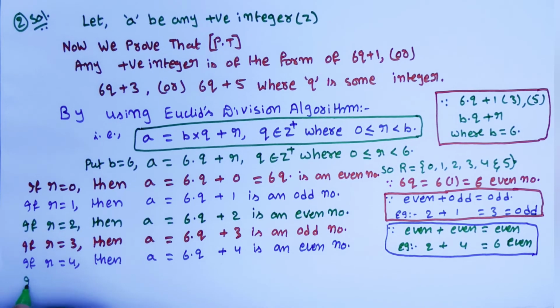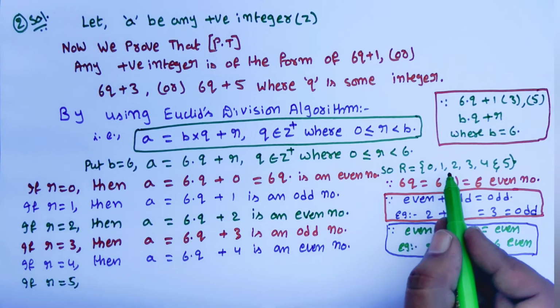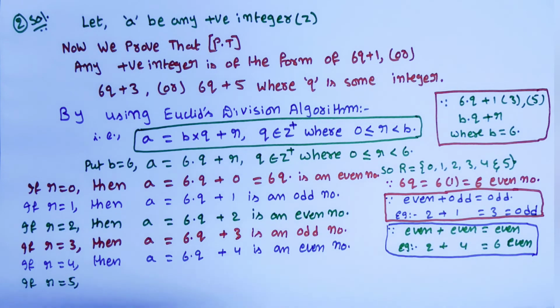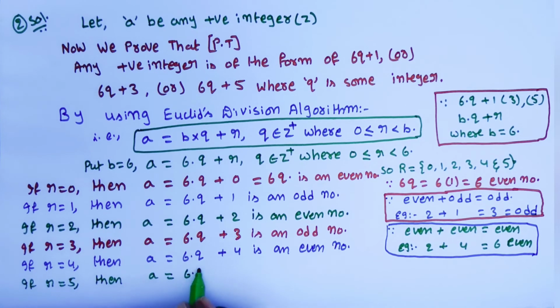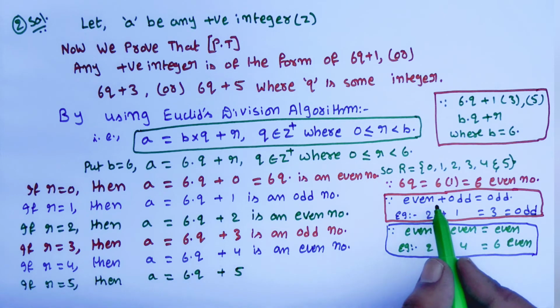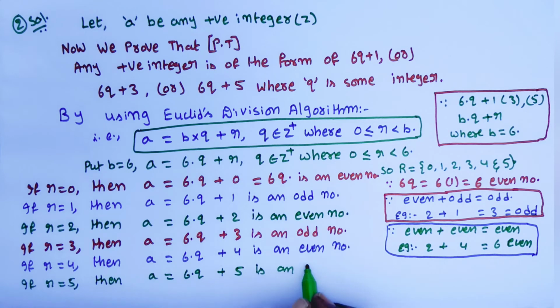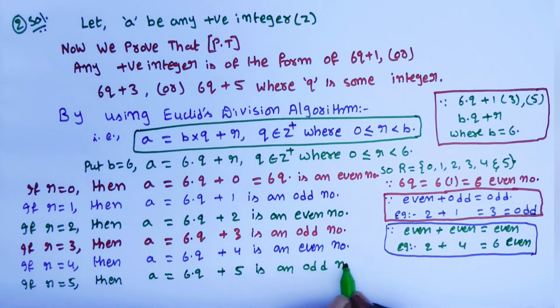If r equals the last value 5, then a equals 6 into q plus 5. 6q is even, 5 is odd. So even plus odd makes odd. So 6q plus 5 is an odd number.